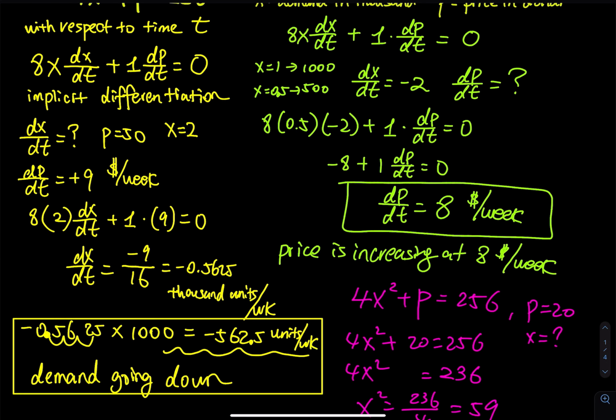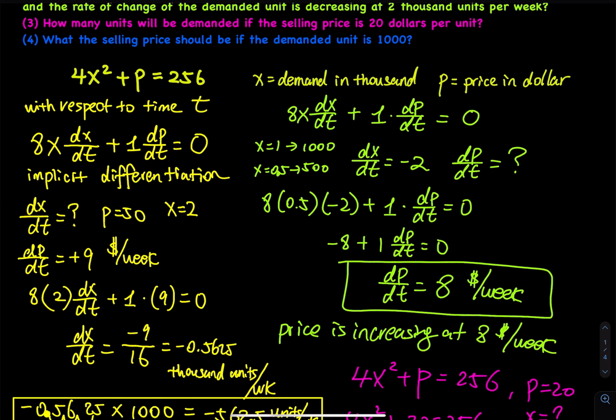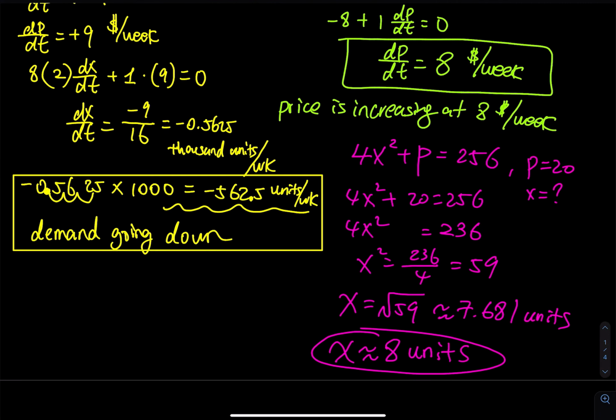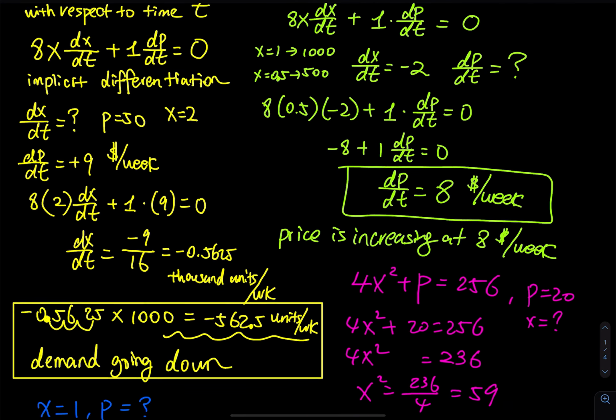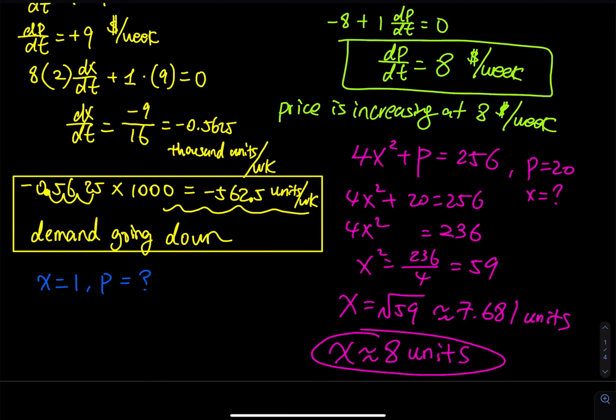Okay, so last one. Selling price we don't know. The demanded unit is 1,000. Since x is already in thousands, all you have to do is let x equal 1. So when x is equal to 1, and p we don't know, that is what we are trying to find out, right? 4 times x squared plus p equals 256. So we have 256 minus 4, that is equal to 252. So this is $252 per unit.